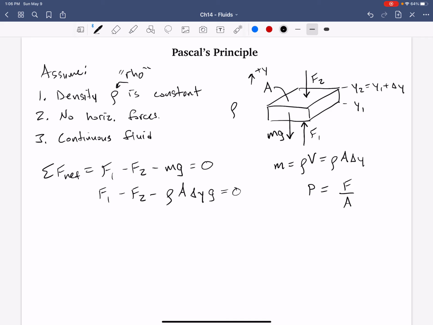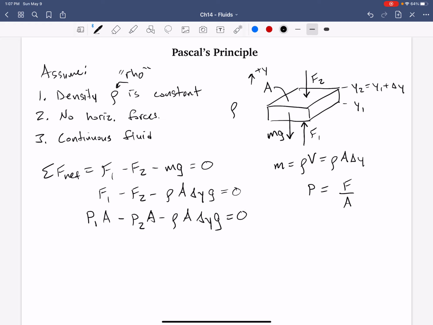Okay? So rewriting that means I have pressure at height 1 times the area of the bottom surface minus the pressure at height 2, right, the top side, times the area of the top side. Right? Those two areas are the same, right? And that's also the same as the area in the third term here. And let's leave that on the left side of the equation for right now.